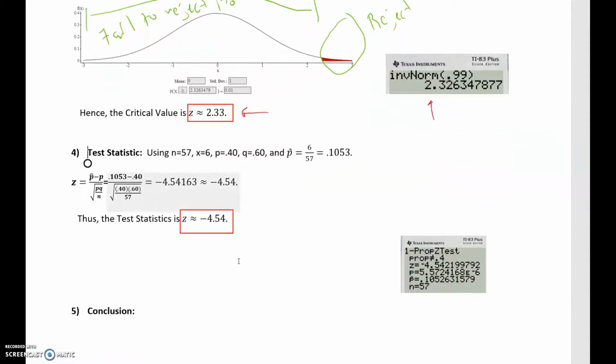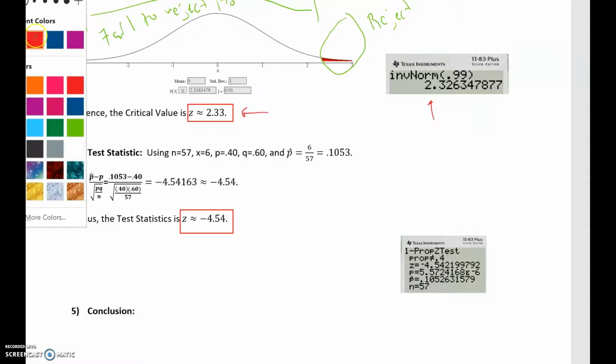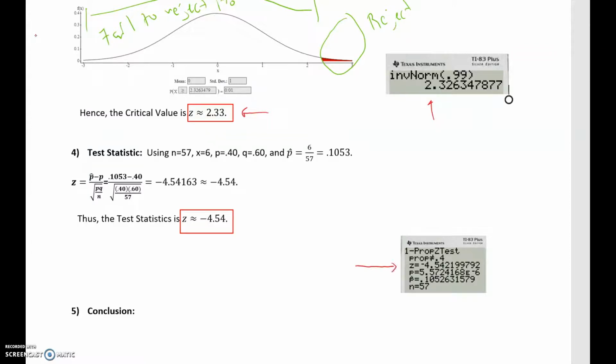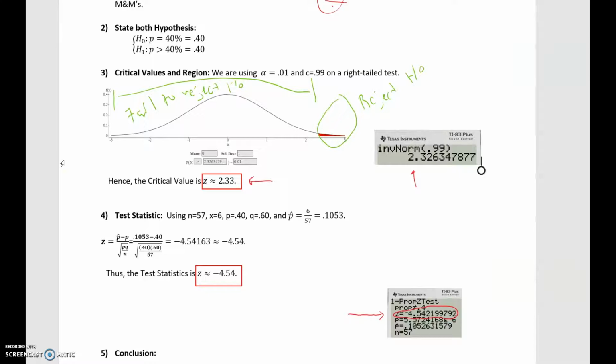For the test statistic, after we plug it in, we're getting a negative 4.54. The actual code is a 1 proportion Z test, and that's given in the actual code here. That's what you see here. It's actually given your test statistic. Here, I just show you the calculation so that it was a little bit clearer.